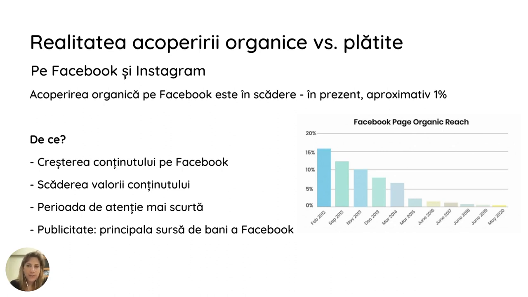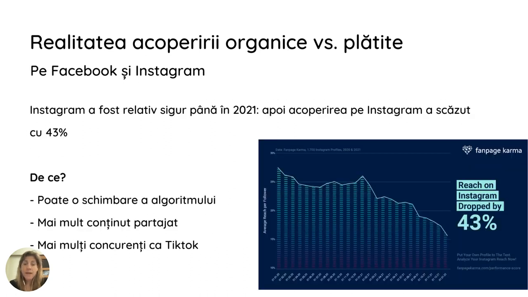This is because of a few reasons. One is the increasing number of people and pages on Facebook and Instagram as well, and the decreasing content value. So Facebook has to prioritize what content to show its users, and it can't show them everything. But also not to forget that advertising is the main source of income for Facebook. Instagram, however, has been relatively better at engaging followers than Facebook. But in the past years, organic reach on Instagram also dropped by around 43%, which might indicate a change in the algorithm, an increase in the quantity of content as well on the platform, and more competition to Instagram from other platforms such as TikTok.